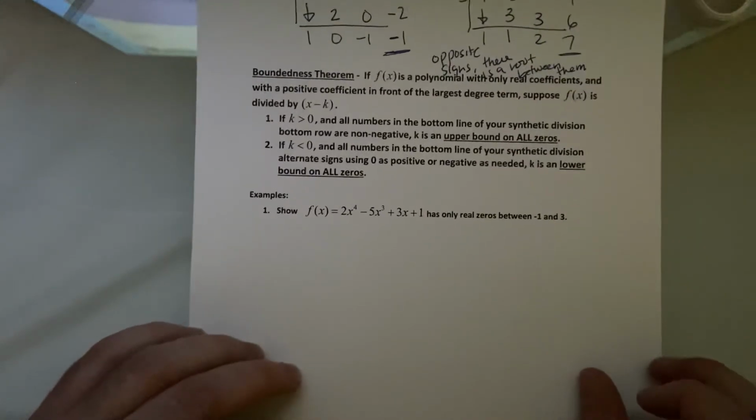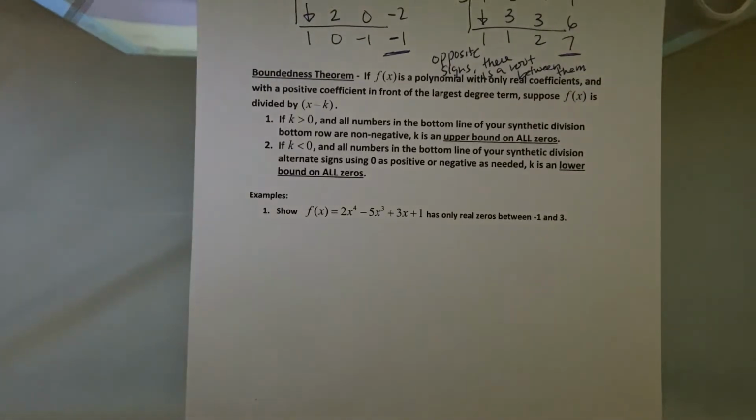Now, the boundedness theorem is a little more complicated. If f of x is a polynomial with only real coefficients and a positive coefficient on the largest degree term, and f of x is divided by x minus k. It's kind of an extension of Descartes' rule of signs. If k is greater than 0 and all numbers in the bottom line of your synthetic division are non-negative, it is an upper bound. If k is less than 0 and all numbers in the bottom line of your synthetic division alternate, using 0 as positive or negative as needed, k is a lower bound.